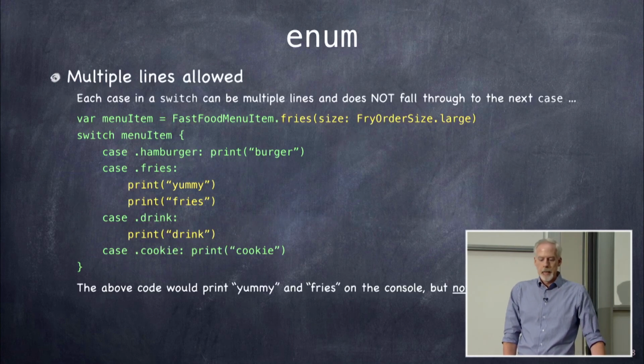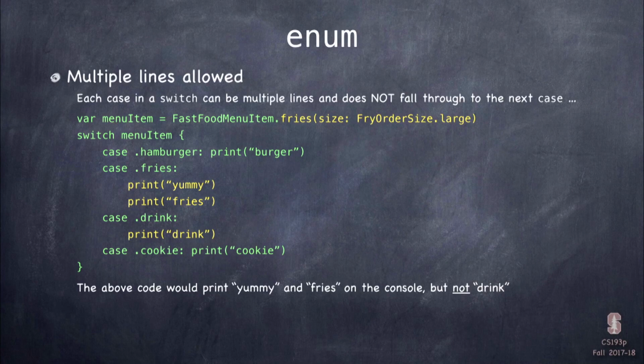All right, multiple lines. I just wanted to make it clear that multiple lines of code are allowed. It doesn't have to be one line. That was just because I'm on slides here, trying to make everything fit. And there's no fall through. So in this case, I've got fries, you see up there at the top, large fries there. And so this code would print out yummy fries, and that's it. I have 2 lines of code in there under fries, and it does not fall through and do drink like in other languages. In C, things fall through in switch, but they don't fall through here.